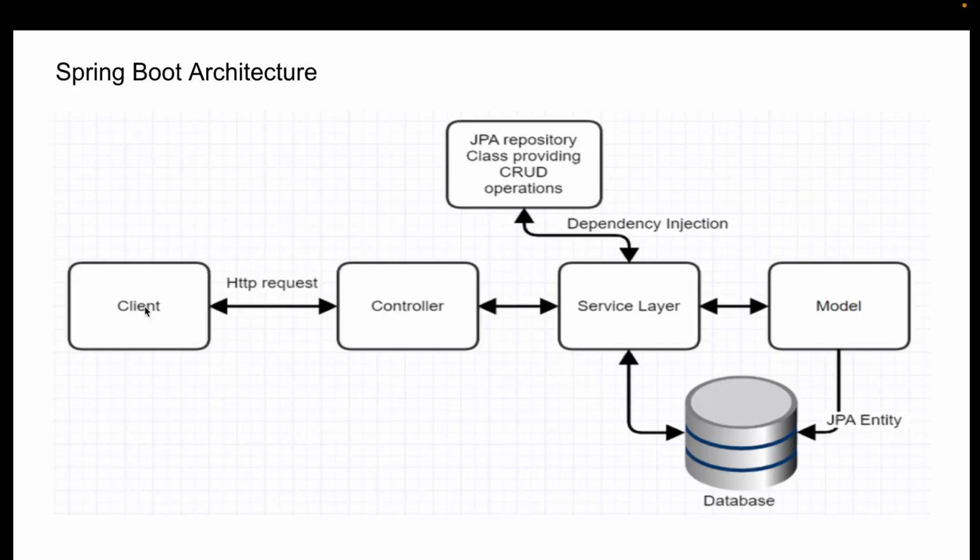Your request comes from the client in the form of an HTTP request. An HTTP request is basically your URL with some kind of payload, and that data is received by the controller of a Spring Boot application. From that controller there's a call: the controller calls your service layer, and in this service layer you write your entire business logic. Whatever business logic you need to write, you have to write in this service layer.